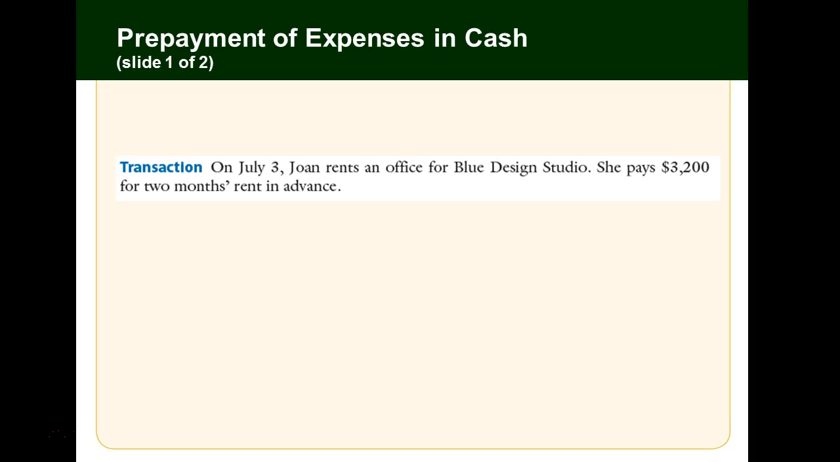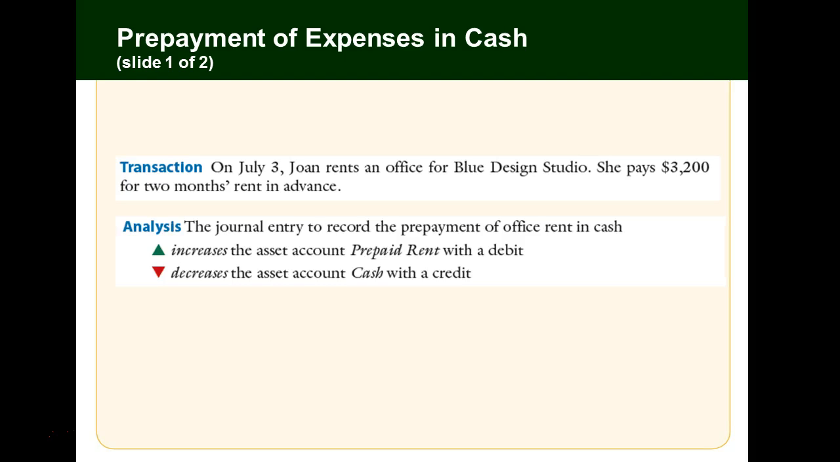July 3rd. What is the valuation? The hardest part is the classification. We do know one. What happened to her cash? It went down. And basically, in this case, we haven't talked about this yet, but she's basically going to increase an asset, prepaid rent. Prepaid rent is an account, and we're going to have prepaid insurance and various types of prepaids, where you've paid something, but you haven't used it up yet.